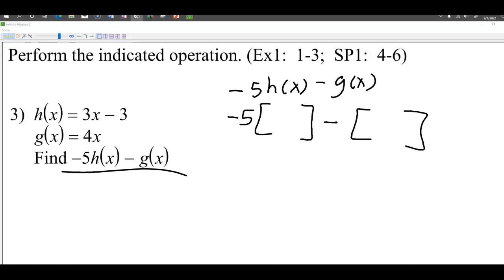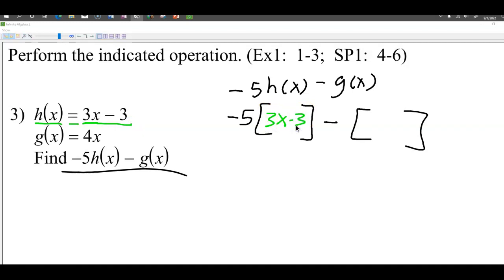It's a both. It's a combination. Keep going. 3x. H of x is equal to 3x minus 3. There you go. And so that's what we're going to stick in there. 3x minus 3. I want to try you again. Is that okay? All right.